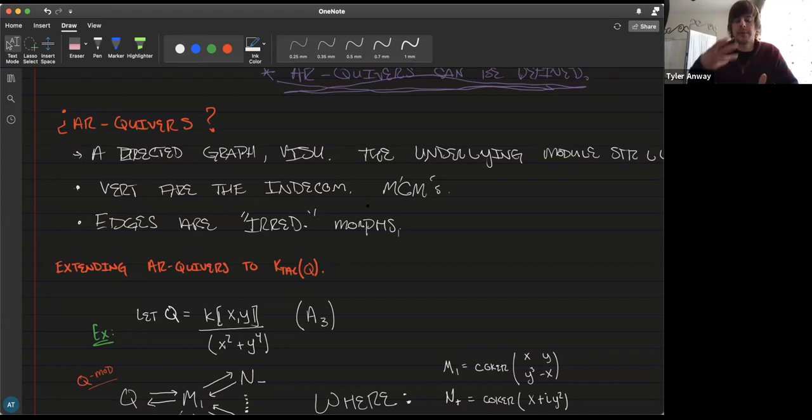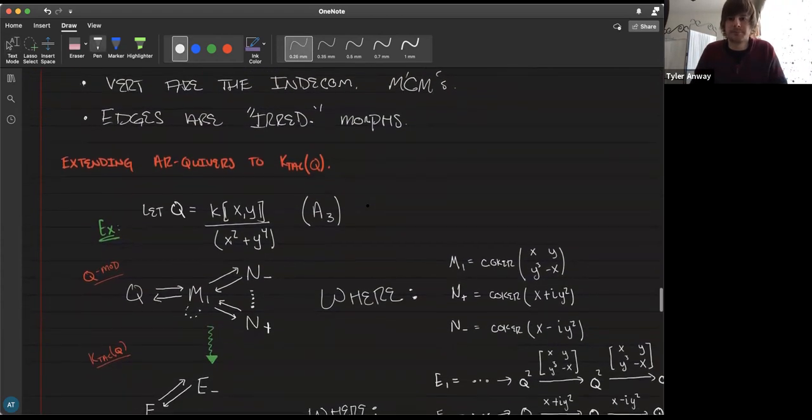And in fact, much of the work that I've done so far has been to take these ideas and concepts of AR quivers over finite Cohen-Macaulay type rings and actually lift them to the case of the triangulated category Ktac. So what I'd like to do now is give an example of one such extension.